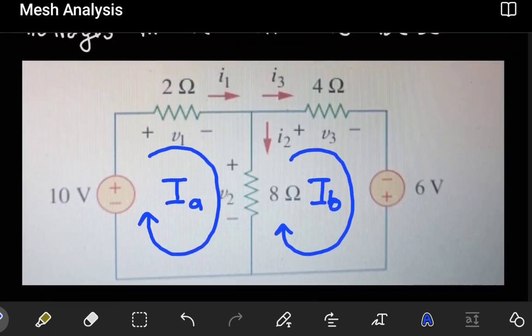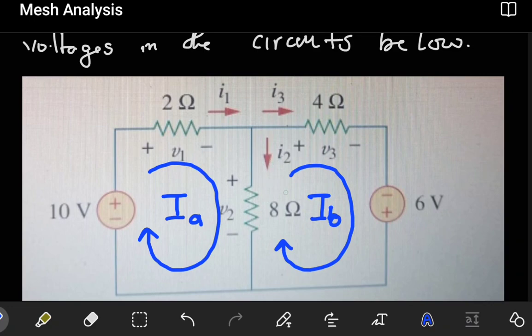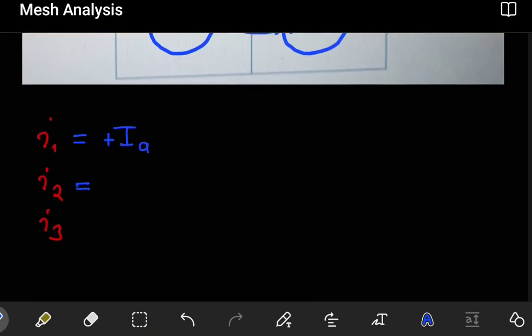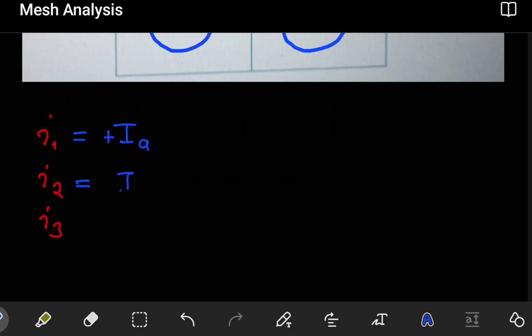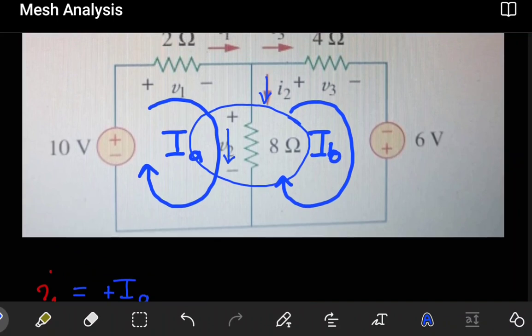I2? So when we come to this side to look at where I2 is, right in the middle, I2 passes through this branch. And this branch is affected by both mesh currents IA and IB. IA is going downwards when passing through this branch, which is the same direction as our current I2. So I'll say I2 is equal to IA, and since they're in the same direction, my IA will be positive here.